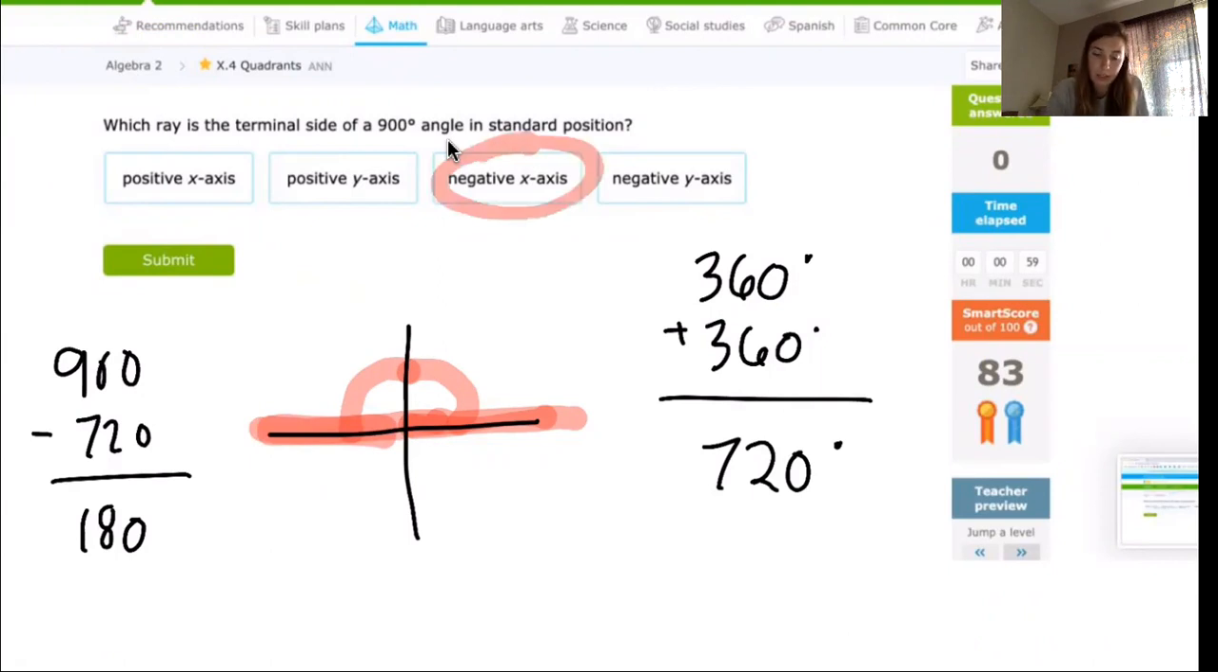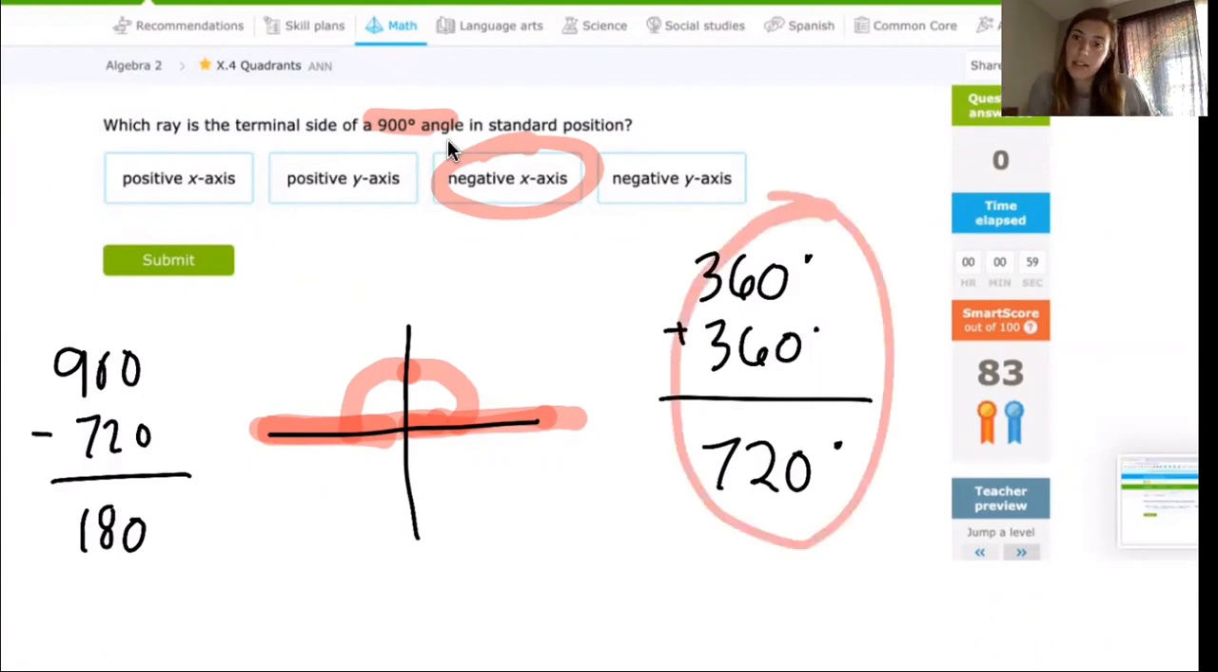So if your angle measure is bigger than 360, that means you're going to have more than one rotation. That's okay. You're just going to have to do some math like I did over here to see what your remaining angle measure is going to be.